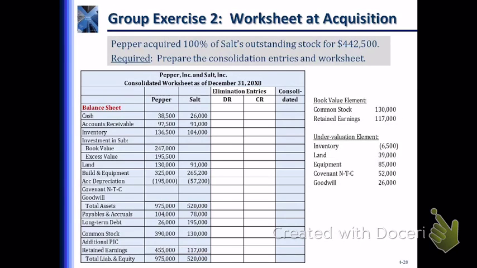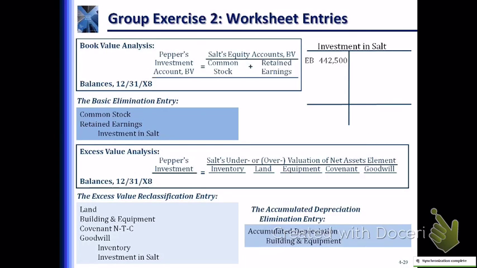All right, so here's an example of the worksheet, and this is what it would look like as you're getting ready to do these eliminating entries, and then we'll put them onto the worksheet. So our balance sheet setup, it's 247, and we got the common stock and the retained earnings. This is at the date of acquisition. So our amount we paid was $442,500.